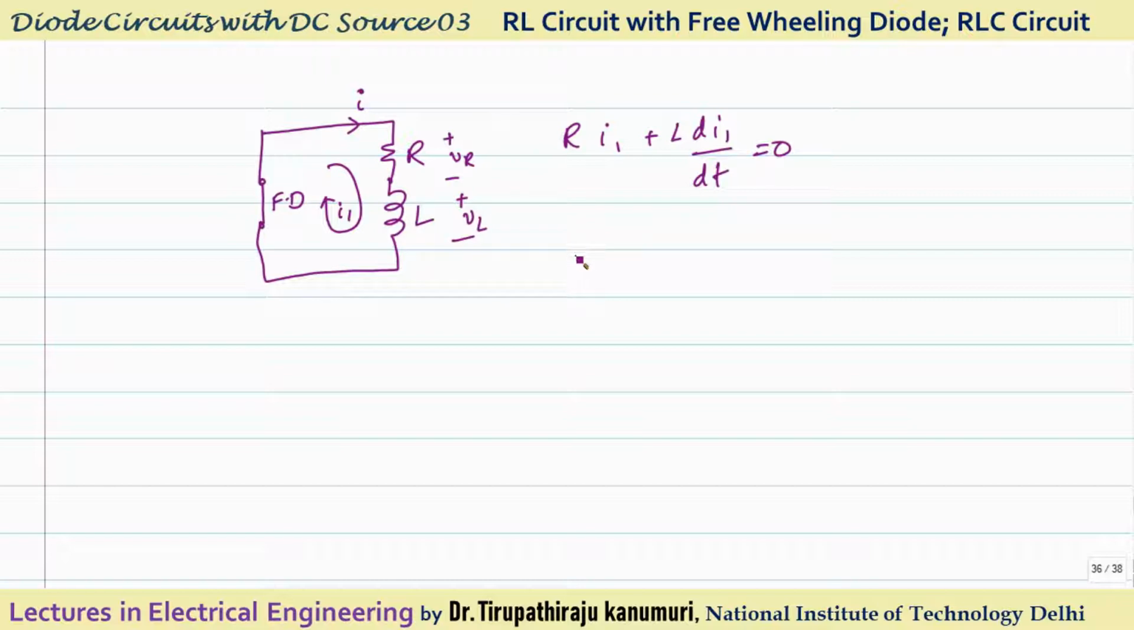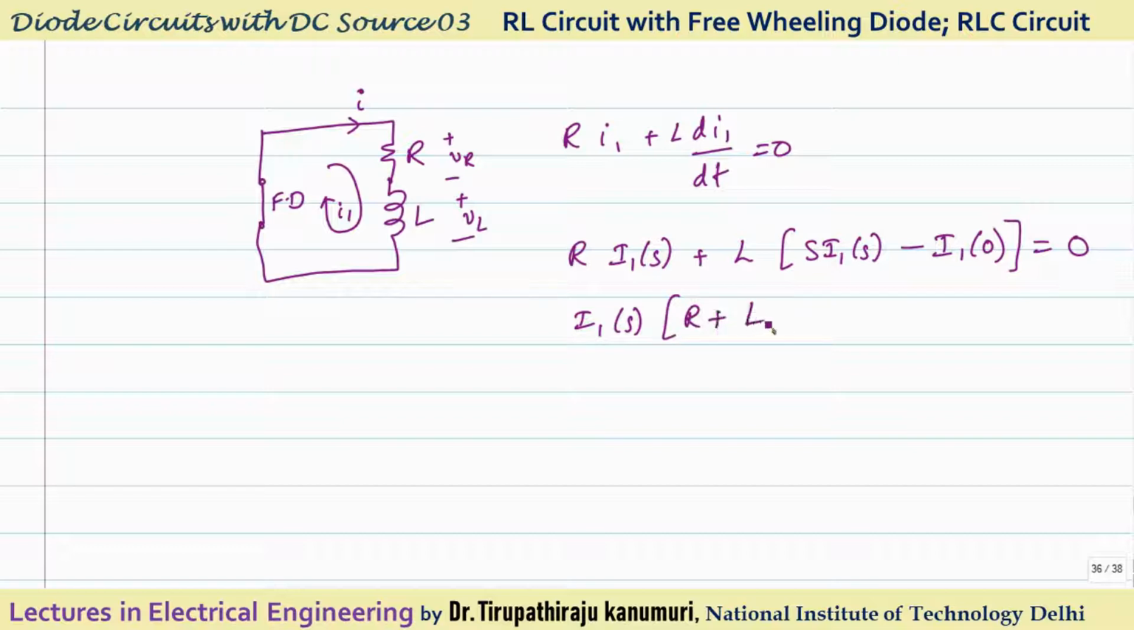So let us analyze further. I can calculate the Laplace transform of this. So this will be equal to R into I1(s) plus L into s into I1(s) minus I1(0), or I1 of initial conditions, whatever the initial conditions, so that the sum is equal to 0. From this, taking I1(s) as common, this will become (R plus Ls) I1(s) minus L into I1(0) is equal to 0.